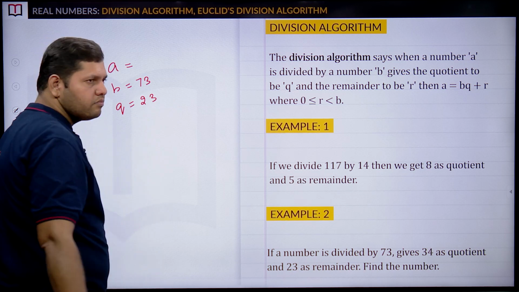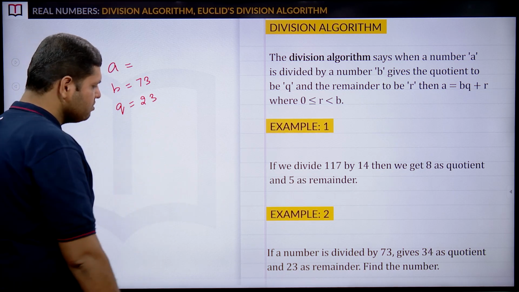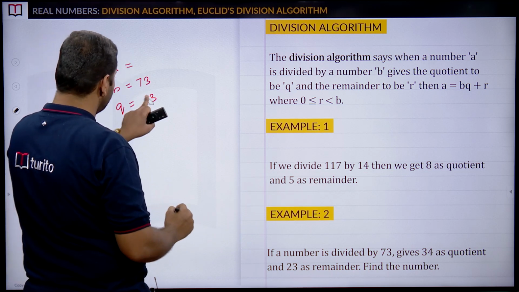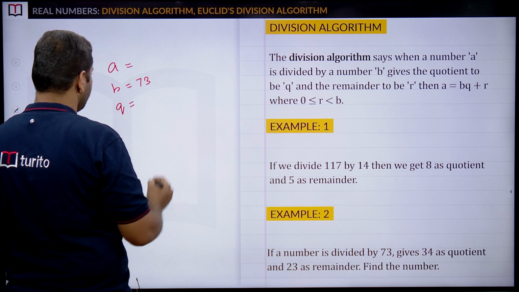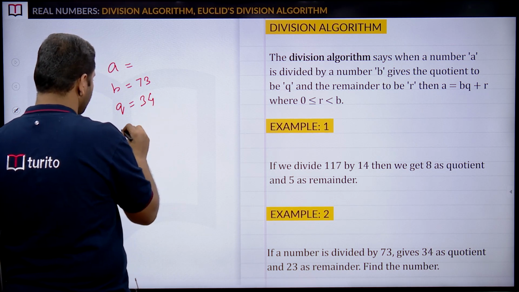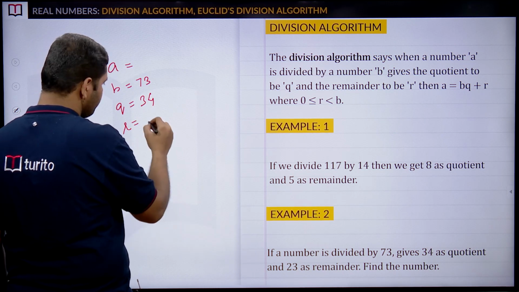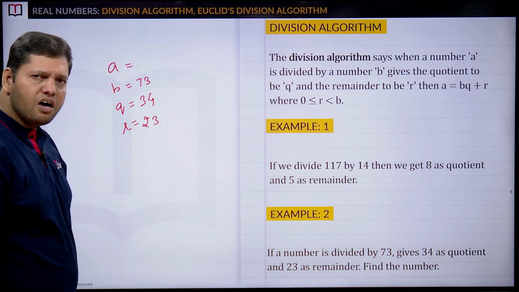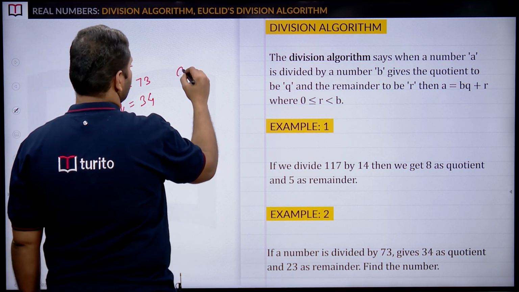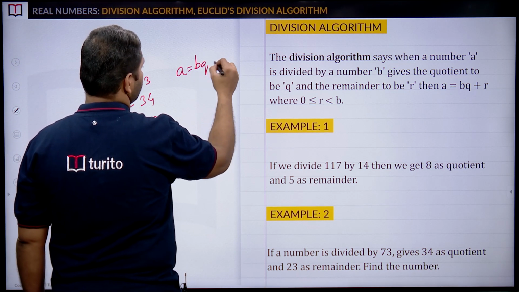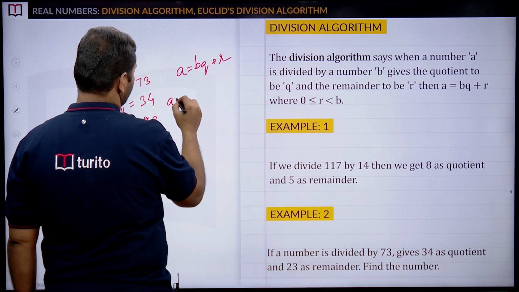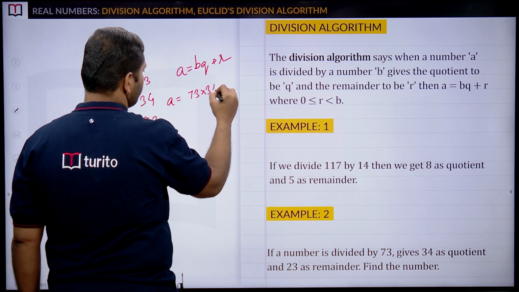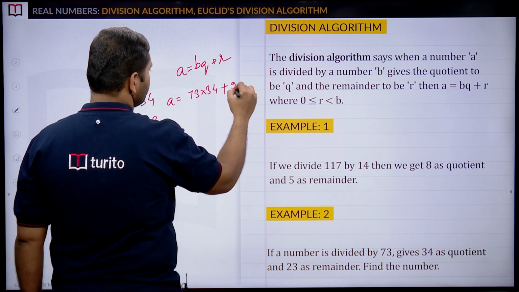Next, the quotient is 23. So Q is equal to how much? 23. Sorry, the quotient is 34, not 23. Okay. So the quotient is 34 and the remainder is equal to what, children? It is 23. So what is that number? Very simple. Apply the division algorithm. So A is equal to BQ plus R. So B value, how much, children? It is 73. And the quotient is 34. And the remainder is 23.